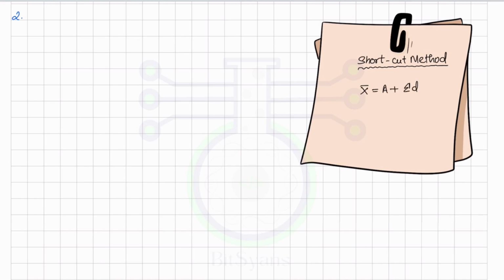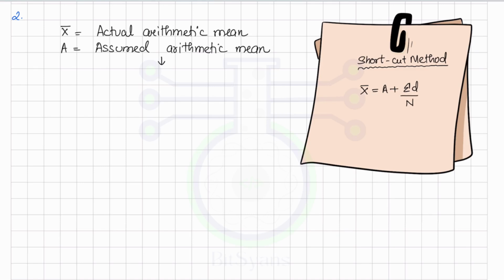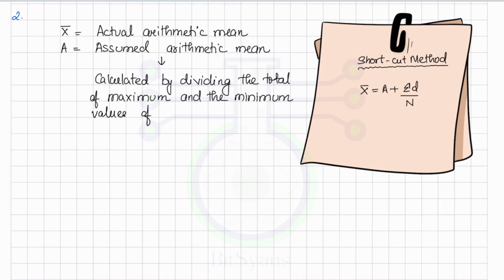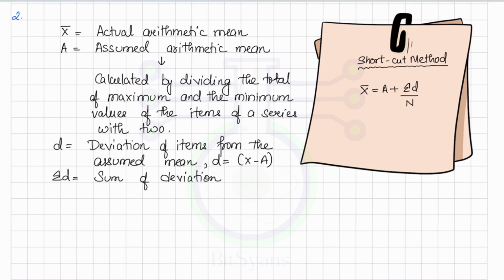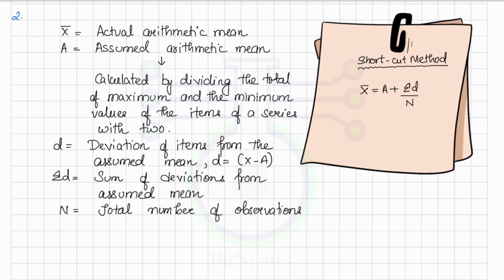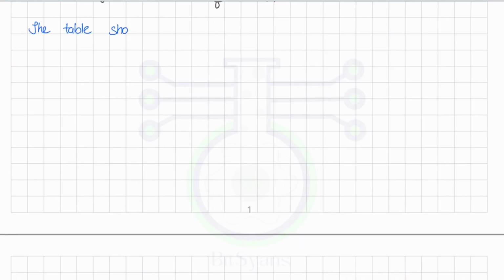And the formula is x bar equals to a plus summation of d by n. X bar is the actual arithmetic mean. A is the assumed arithmetic mean, which can be calculated by dividing the total of the maximum and the minimum values of the items of a series by 2. D is the deviation of items from the assumed mean, which is going to be x minus a. Summation of d is the sum of the deviations from the assumed mean, and n, as we know, is the total number of observations.